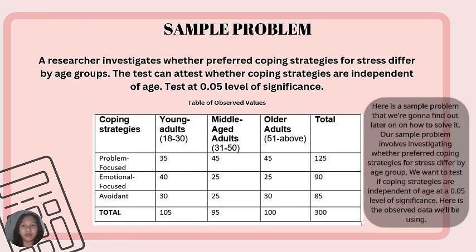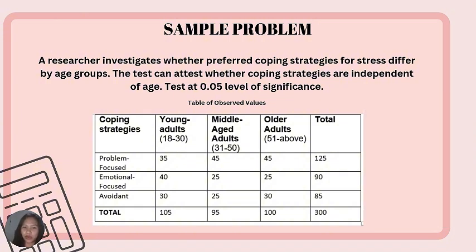Here is a sample problem that we're going to solve later on. Our sample problem involves investigating whether preferred strategies for stress differ by age group. We want to test if coping strategies are independent of age at the 0.05 level of significance. Here is the observed data we'll be using. But first, let me show you the steps in calculating the chi-square.